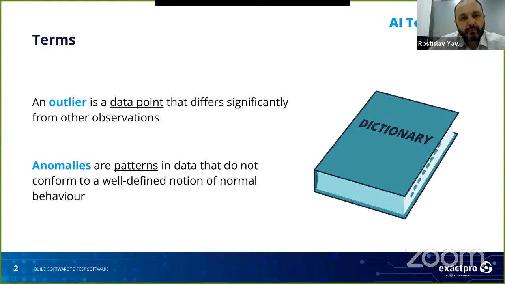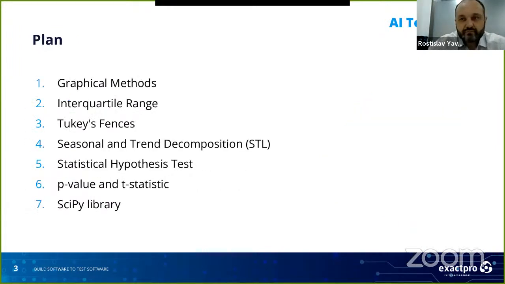Usually we use the term anomaly for patterns in data that do not conform to a well-defined notion of normal behavior. Again, before defining abnormal, you need to know what's normal, and that's not really easy. And we'll speak about it again. So this is the plan for today. We start with very simple graphical methods and the very basic notion of interquartile range. Then gradually the techniques will become more and more advanced, and we'll finally speak about statistical hypothesis tests, p-value, t-statistics, etc. So let's start.